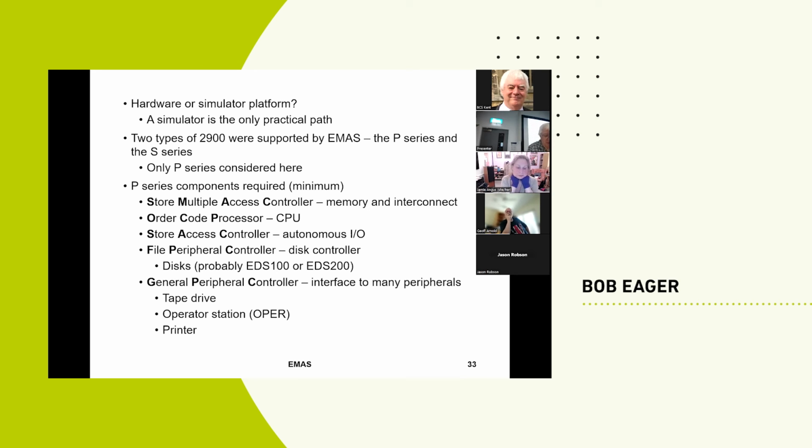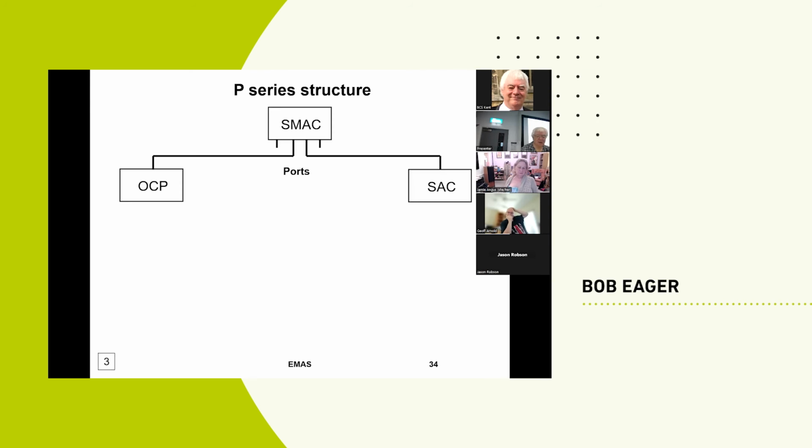The components you need at minimum are what's called a SMAC, the Store Multiple Access Controller, the OCP, of course, the CPU with all its instructions, the SAC, the Store Access Controller, which is basically a sort of direct memory access, a file peripheral controller or disk controller, disks which are normally 100 or 200 megabyte ones, and something called a GPC, which interfaces to things like tape drives and operator stations and printers and so on. So you'd have to simulate all of that if you wanted to run EMAS.